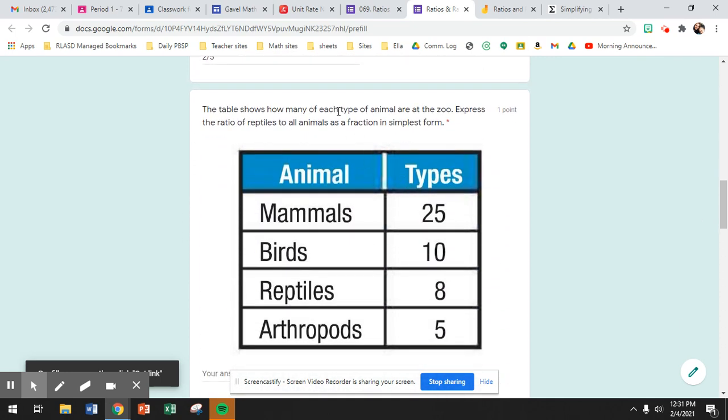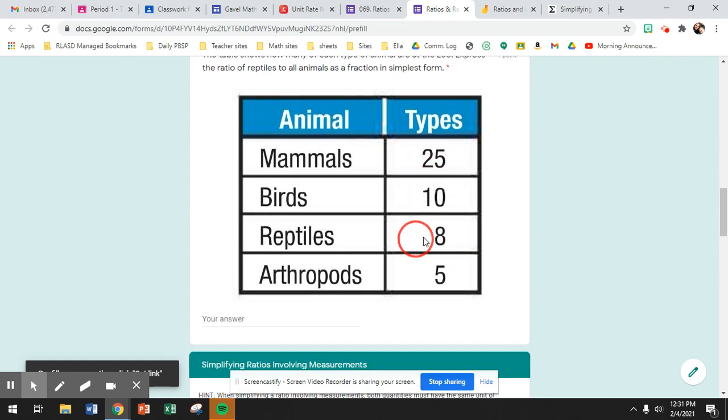All right, this table shows how many of each type of animal are at the zoo. Express the ratio of reptiles, here's reptiles, to all the animals as a fraction in simplest form. So reptiles to all animals. So I know reptiles is 8. And I'm going to have to add these up. So all of these together.